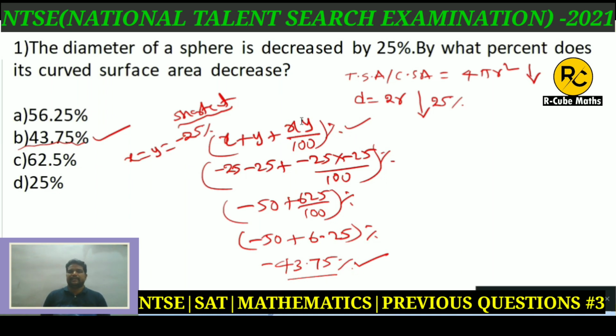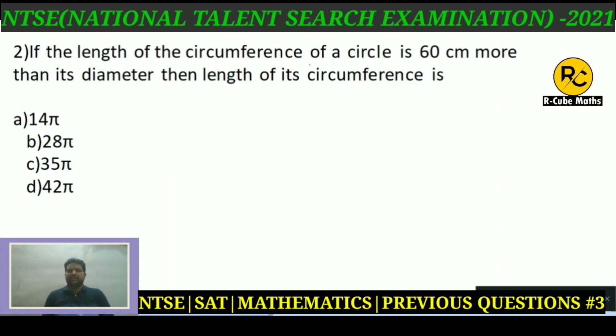Let us see the second question. If the length of the circumference of a circle is 60 centimeters more than its diameter, then find the length of its circumference. In the question, suppose the radius of the circle is 7 centimeters, we get diameter 14 centimeters, so this is D. So we get circumference 14 pi centimeters, since circumference means pi D.